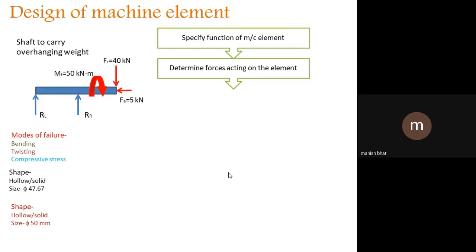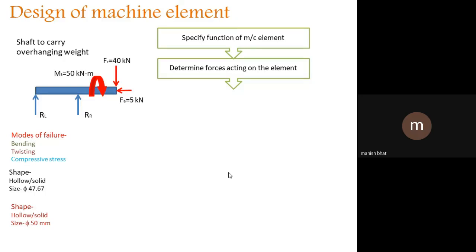So whenever we say that any product is strong or has strength, it means it is able to resist the applied forces. And whenever any product is designed, it is designed for a certain force. Understand that whenever any machine element is designed, it is designed for some force. If we apply more force than that, naturally it will fail. So we have to determine the forces acting on that particular machine element.